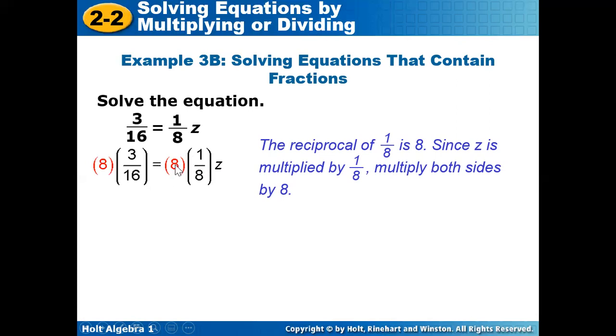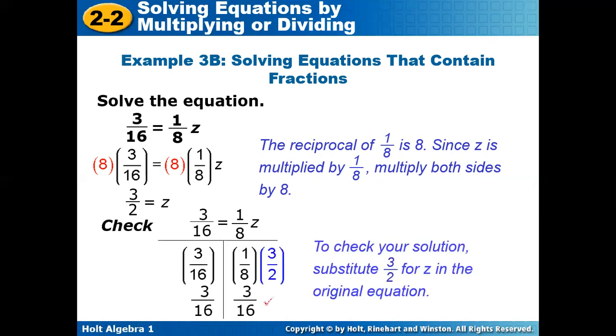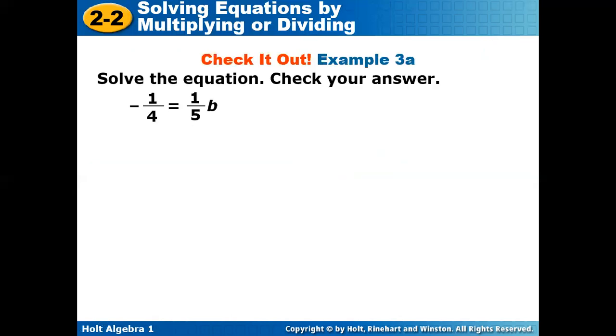And that would equal, 8 times 1 is 8. 8 over 8. These cancel out, leaving our z by itself. On this side, we multiply 8 times 3 gives us 24 over 16, and that reduces to 3/2. Plug it back in, and it works just fine. Same thing here. Give it a try.